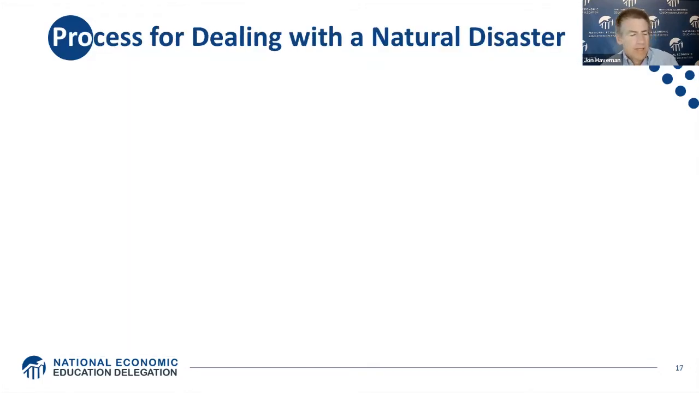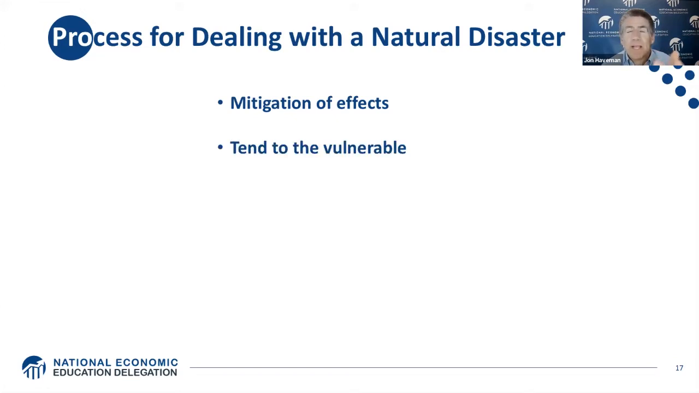So I want to go back to this notion that we're kind of dealing with a natural disaster. If we think about a natural disaster, there's a sort of natural progression of how we deal with it, right? The first is we try to mitigate the effects. I'm sure all of us have images in our head of people being airlifted off of their roofs from Hurricane Katrina, from the Houston hurricane. And then we tend to the vulnerable, and here I go to the hundreds of people that were sleeping in the Superdome in New Orleans.